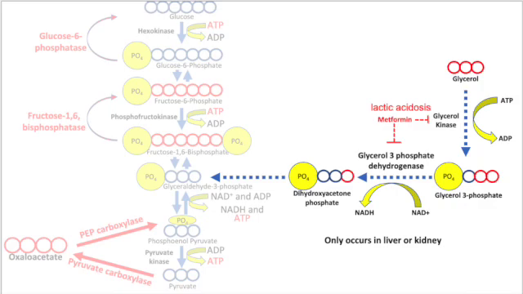All right. And also keep in mind, this particular pathway only occurs in the liver and kidney. So nowhere else. Yes. What would we call this pathway? Like, how would you refer to it? Oh, this is glycerol catabolism. You're breaking down glycerol into energy.